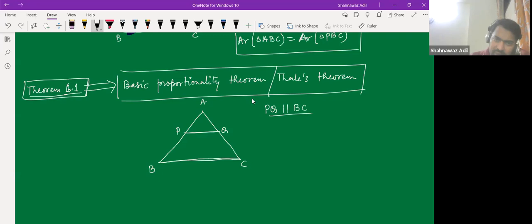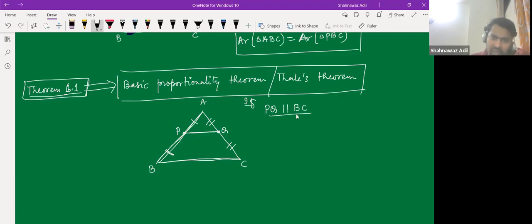So if this PQ is parallel to BC, then it will divide this AB line. This point P is dividing the line in two parts, this one and this one. Similarly, this point Q is dividing AC in two parts, this one and this one. So P and Q both will divide these two respective lines in a similar ratio.